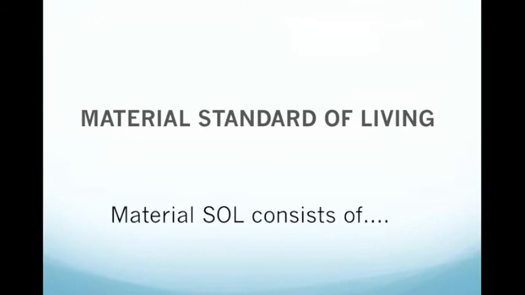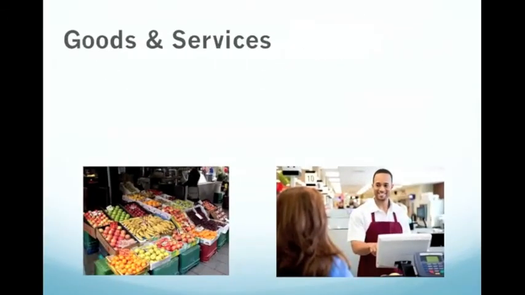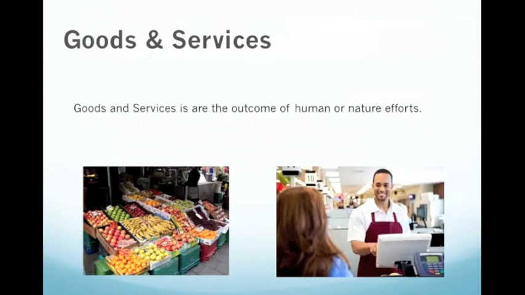First, let's look at the definition of material standard of living. Material standard of living consists of many factors. First, we have goods and services, which are the outcome of human or nature efforts. How affordable or easy goods and services, especially necessities, are will contribute to material standard of living.